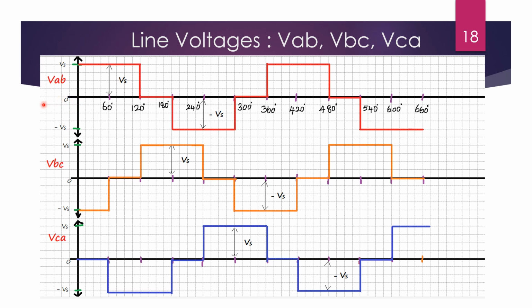Let us just observe VAB right now. For step 1 it is Vs, step 2 it is Vs, step 3 it is 0, steps 4 and 5 it is minus Vs, and step 6 it is 0. So this is one complete cycle, after which it is just the repetition. The same happens for VBC and VCA.